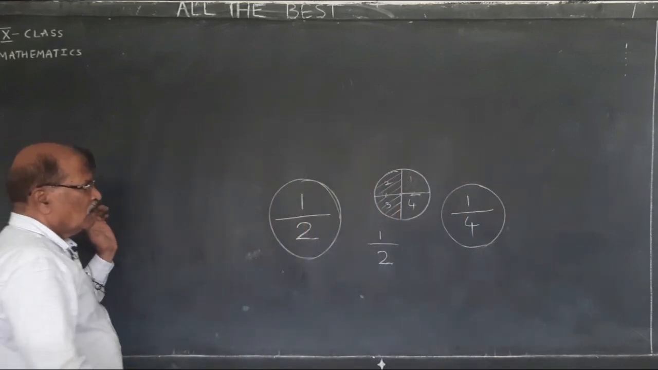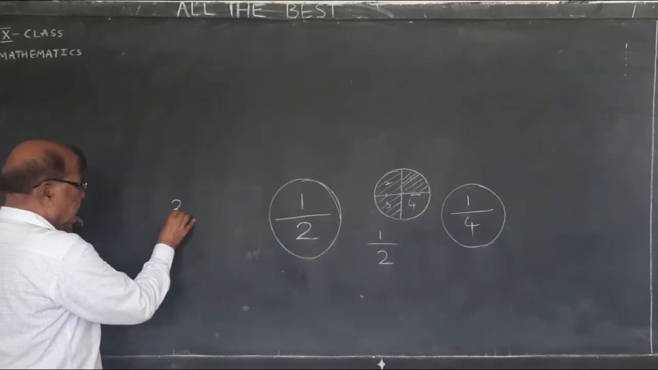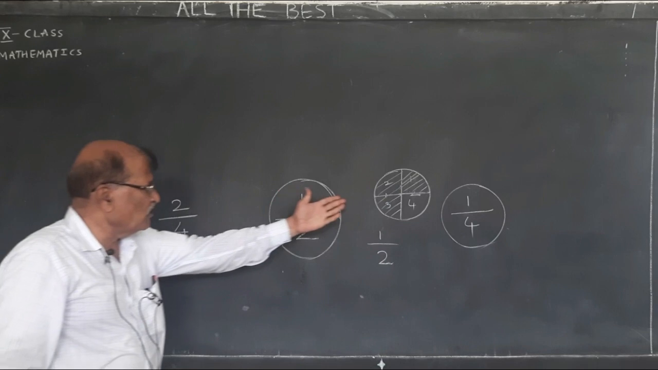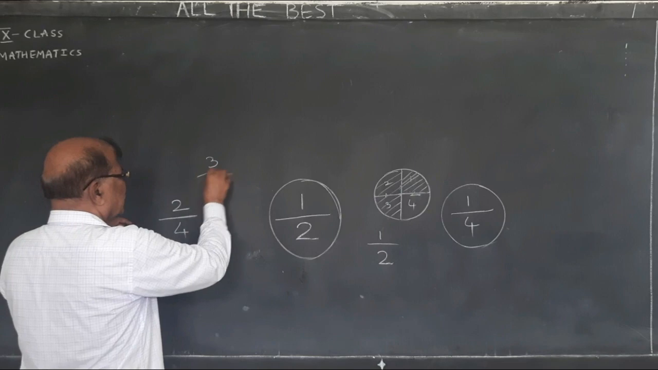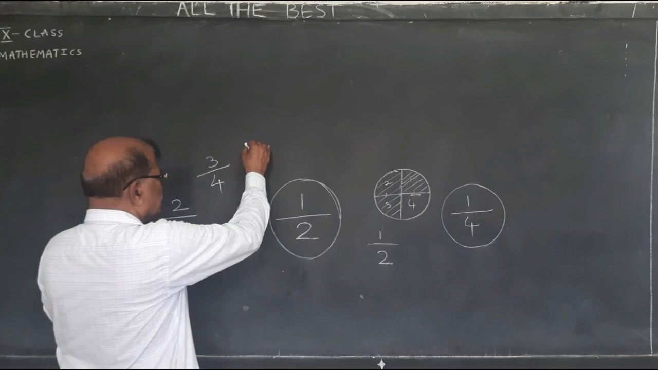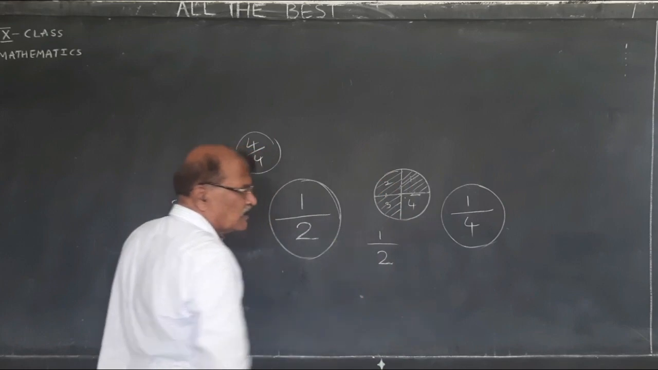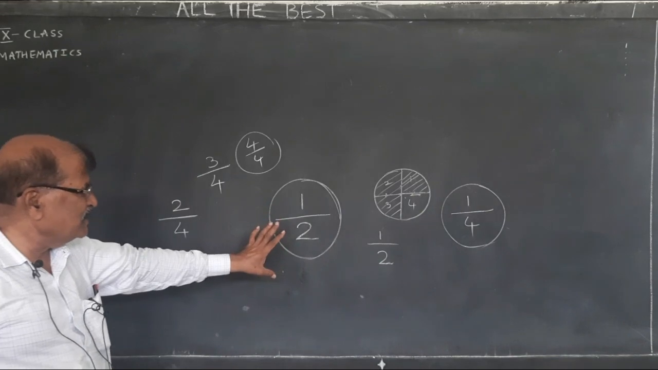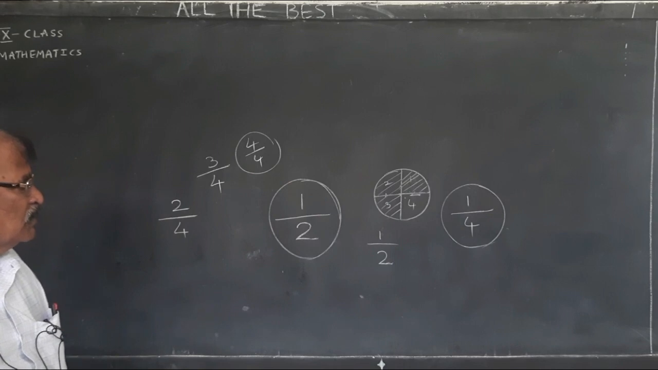Suppose you have given these two parts to one person, two parts are given out of four parts. Suppose you have given three parts of the roti to one person, three parts are given out of four parts. Suppose you have given four parts to one person, 4 by 4, the total roti is given to one person. So this is the way of representing rational numbers. This is the need of rational numbers.